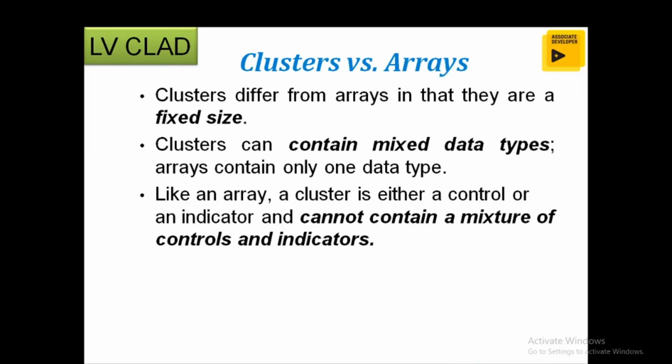And how can we differentiate array and cluster? Array is nothing but similar data type elements present in a single pack, like boolean alone should be present, or numeric alone should be present, or string alone should be present. That is possible. But in the case of cluster, you can have mixed data type elements, but there is some constraint, it is of fixed size. The array or cluster, both can have only either controls or indicators.